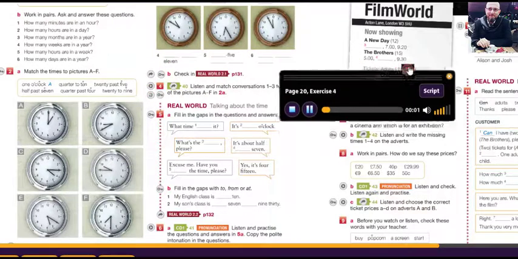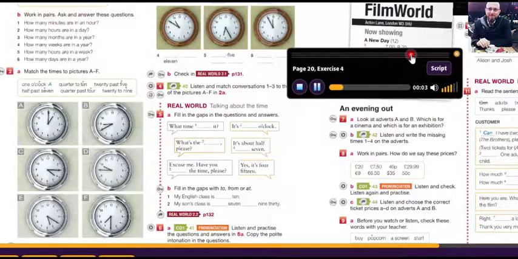Track 40. 1. What time is it? It's 1 o'clock. 2. What's the time, please? It's about 7:30. 3. Excuse me, have you got the time, please? Yes, it's 4:15. Thanks a lot.